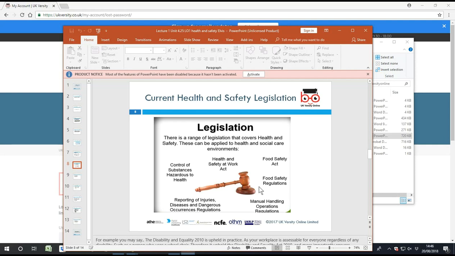And then we have the Reporting of Injuries, Diseases, and Dangerous Occurrences Regulations. There are laid down rules that need to be followed. So this legislation is also quite important. And then we have Control of Substances Hazardous to Health. There are so many substances that we use for cleaning and others that are hazardous if not handled properly. So all these legislations are quite crucial, and we need to understand that and see how it impacts the issue of health and safety in the health and social care setting.